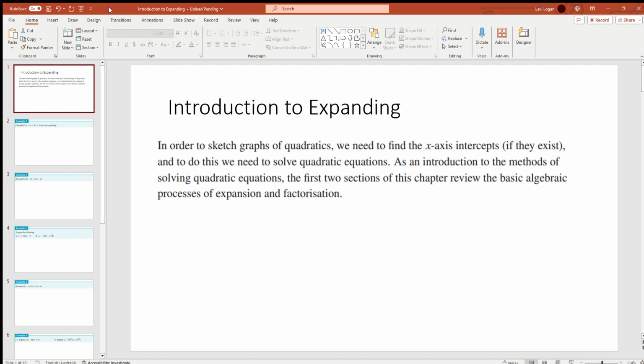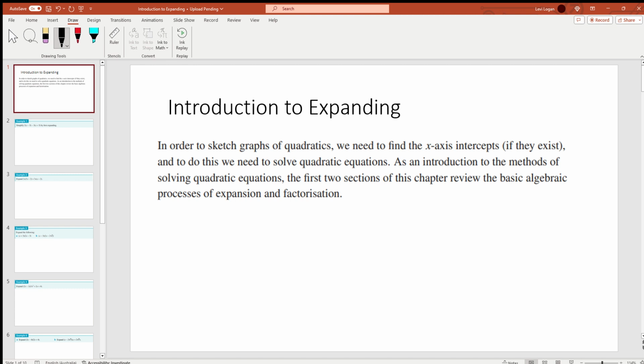So in this video and the next video, I'll be doing an introduction to expansion, and then the next couple of videos I'll be doing factorization. So just some stuff you need to know before you can even have a go at quadratic equations for math methods. So let's get straight into it.